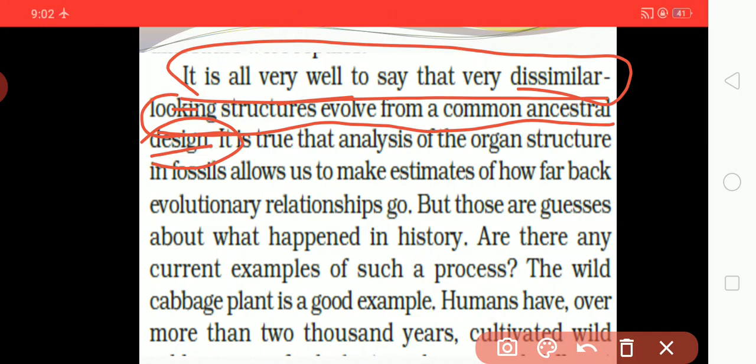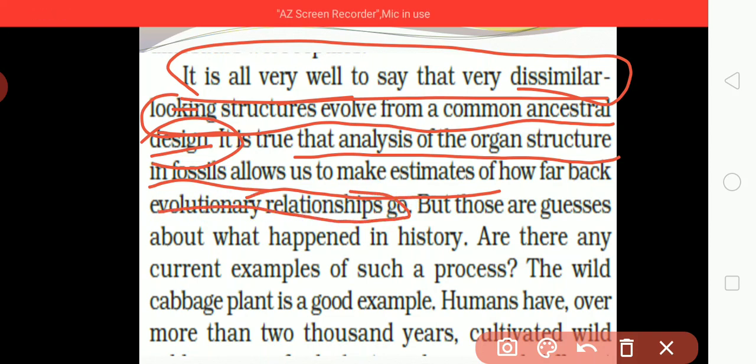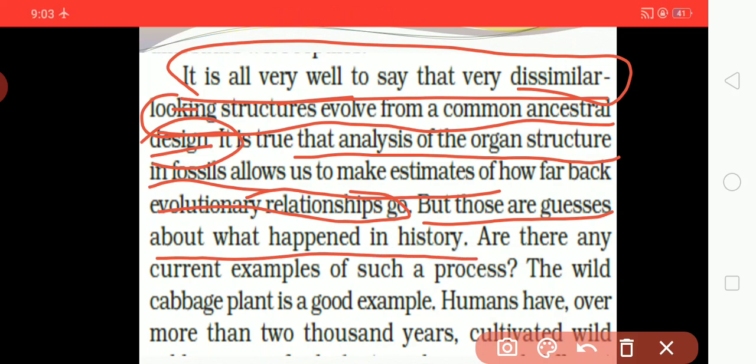It is true that analysis of the organ structure in fossils allows us to estimate how far back evolutionary relationships go. From which stage or period the fossil belongs, that is the evolutionary relationship. From that we can judge how old the organism is, how deep it is buried. But those are guesses about what happened in history. From that we can just guess that this should have been there in history.